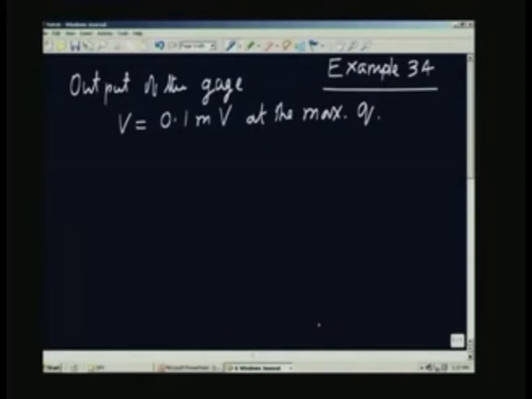So, if I look at the typical case, the thickness of the gauge, and you can see now the number of junctions is 40.